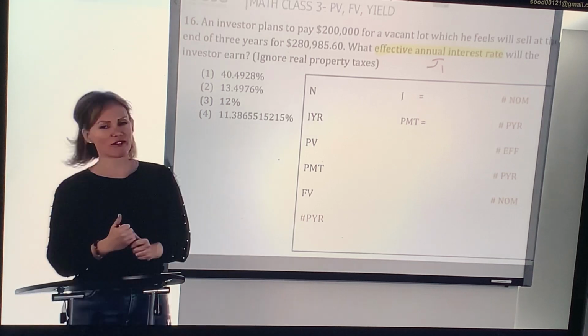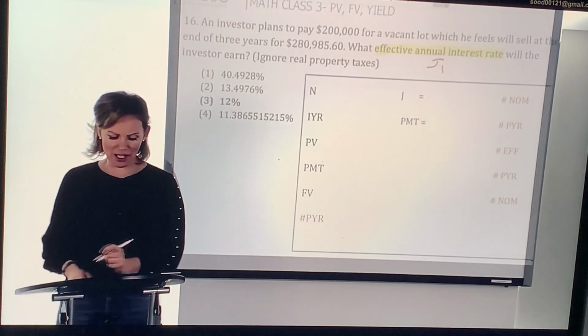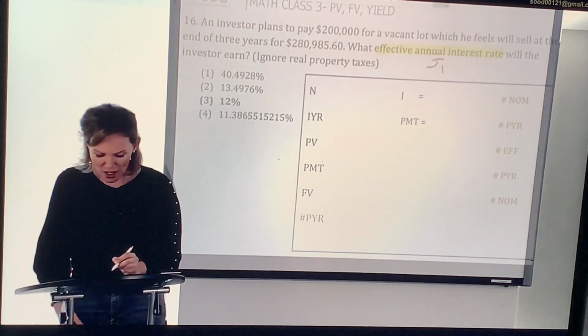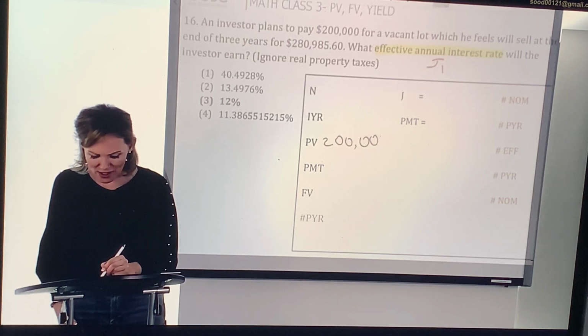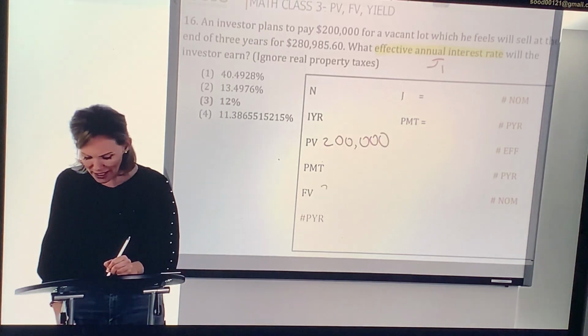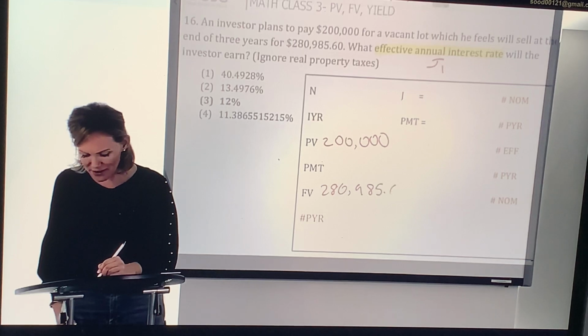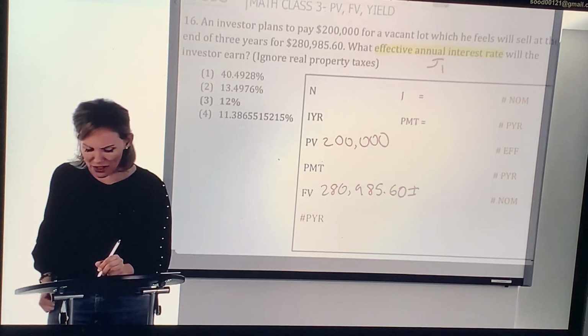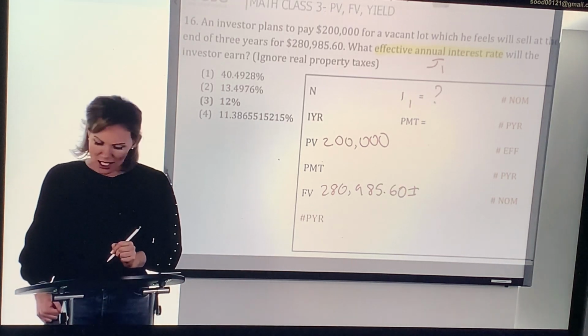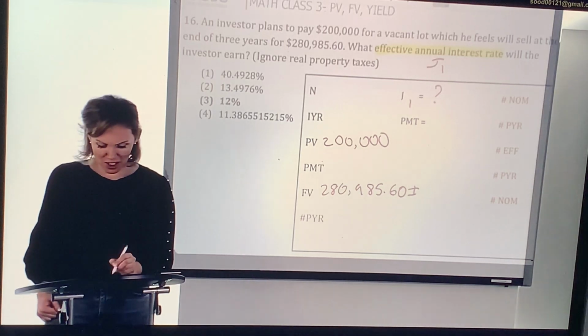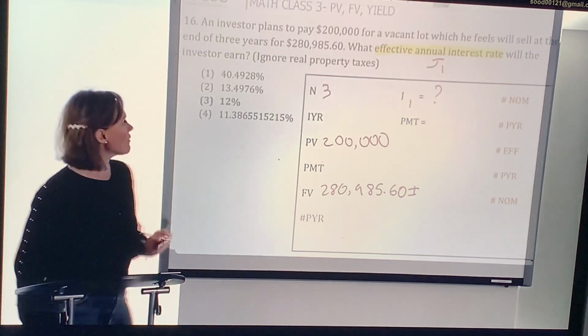So what do we have in here? We have an investor who has $200,000 and he wants to make $280,000 in 3 years. I'll just put this money in for now so you can see it. So we have 200,000 as PV. We have 280,985.60 as plus or minus future value. We have a J1 that they're looking for, and we have it at the end of 3 years. So the N is 3 years. Okay, so this is all I have at this point.